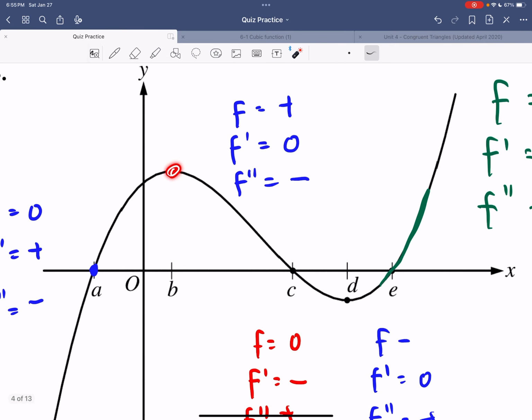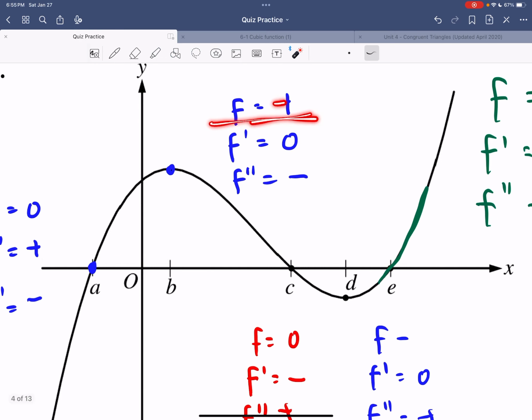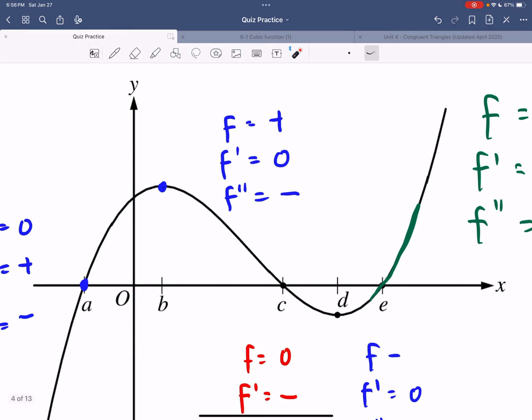If you look at B, that's a little bit different. First of all, B is above the x-axis, so f is going to be positive. I don't know what y value you have, but it's going to be a positive number. And that's a 0 slope, so f prime is 0. And it's still concave down, so f double prime is going to be negative. So that's what we have. And if you order it, lowest to highest, it's going to be f double prime, then f prime, and then f. It's going to be in that order.